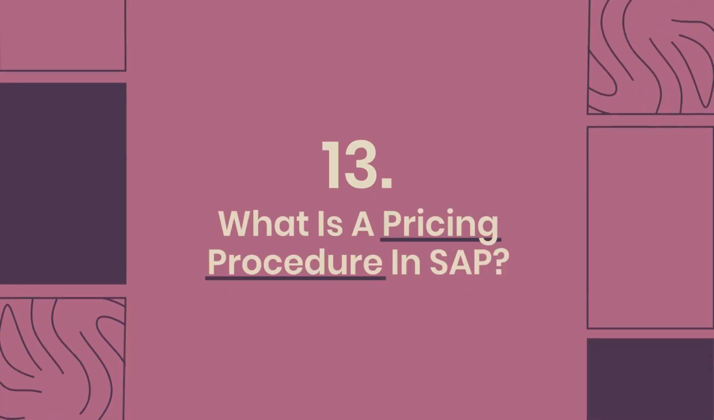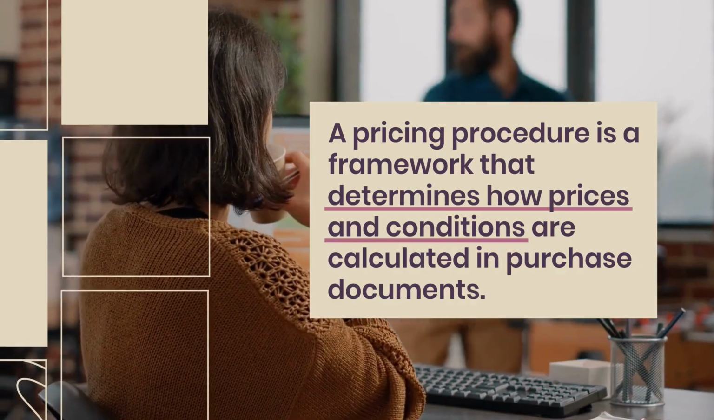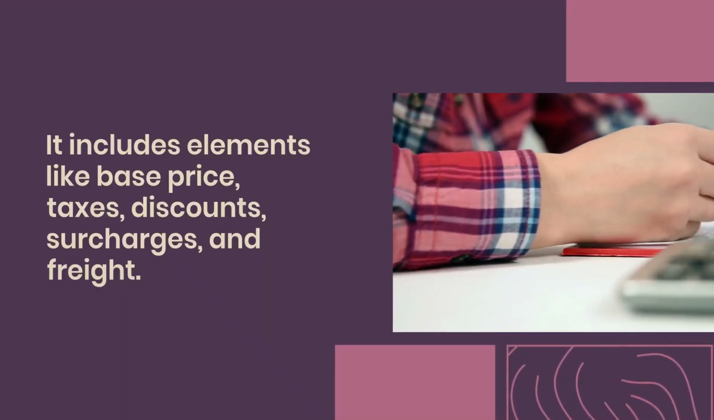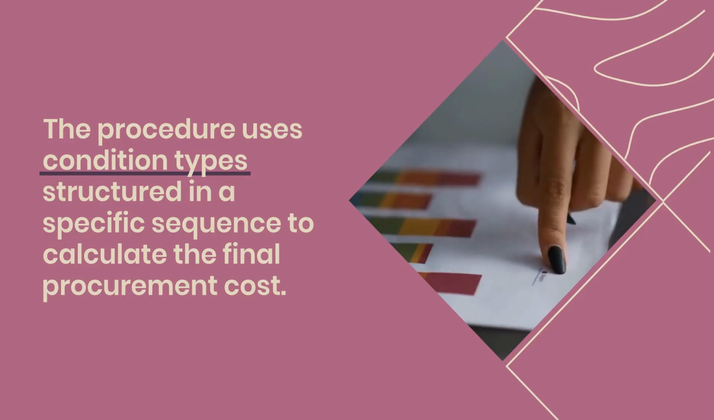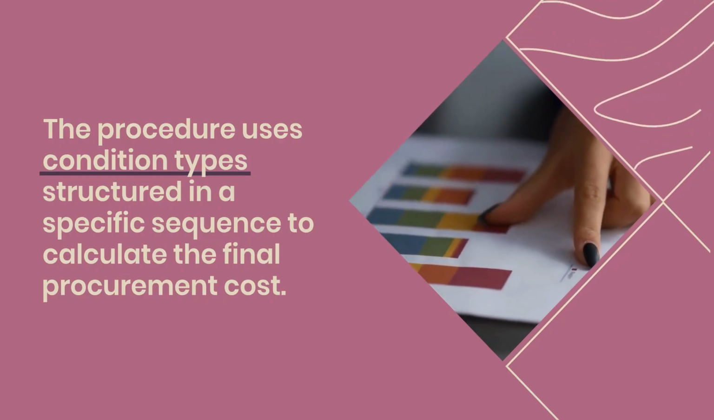13. What is a pricing procedure in SAP? A pricing procedure is a framework that determines how prices and conditions are calculated in purchase documents. It includes elements like base price, taxes, discounts, surcharges, and freight. The procedure uses condition types structured in a specific sequence to calculate the final procurement cost.